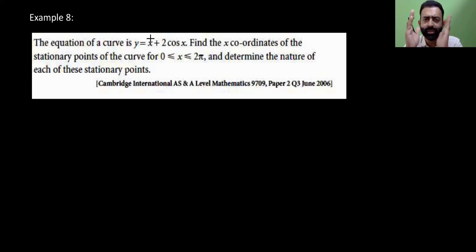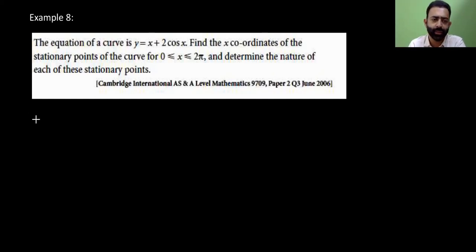It is asking about the stationary point. That means we need to first differentiate the given function and then equate to 0. You will get some values of x, and then we have to again differentiate this to find out the nature, means which point will be maxima and which point will be minima. Okay, that means the double derivative also we need to find out. This is the plan, let us follow.